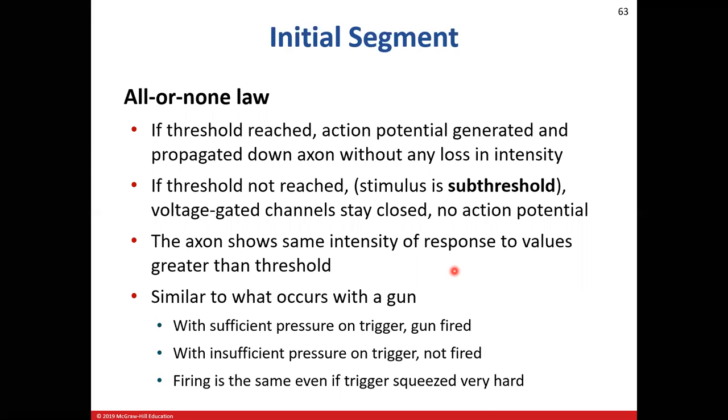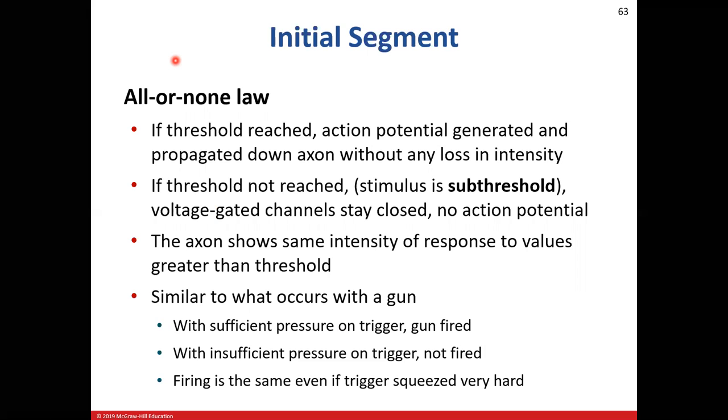So one of the characteristics of an action potential is what you see up here. It's all or none. Okay, there is no in between. If you reach threshold, that action potential is going to spike all the way to positive 30, and it's going to do that all the way down the axon itself without losing any intensity. However, if the threshold is not reached, which means the stimulus is a sub-threshold stimulus, the voltage-gated channels are going to stay closed at the axon hillock and no action potential is generated.